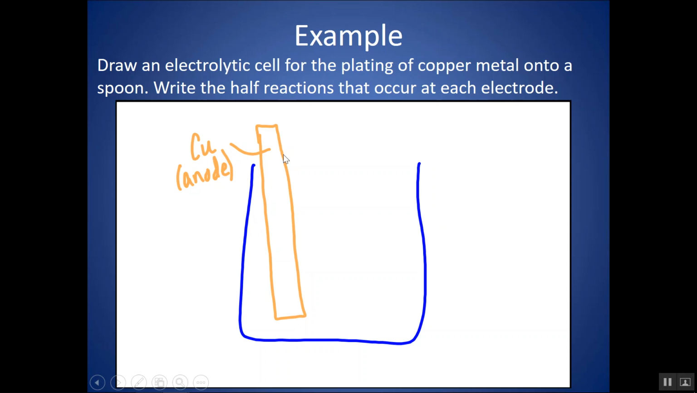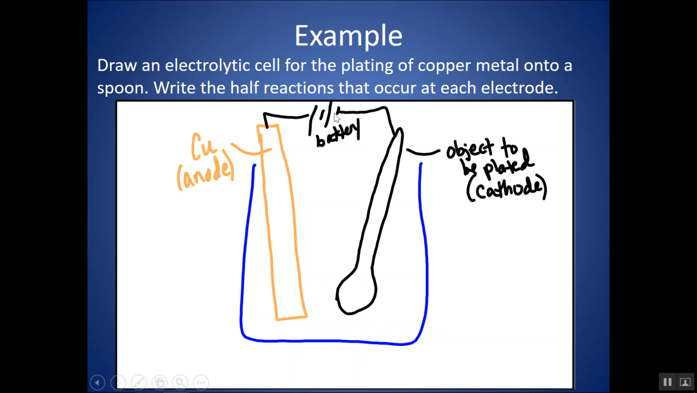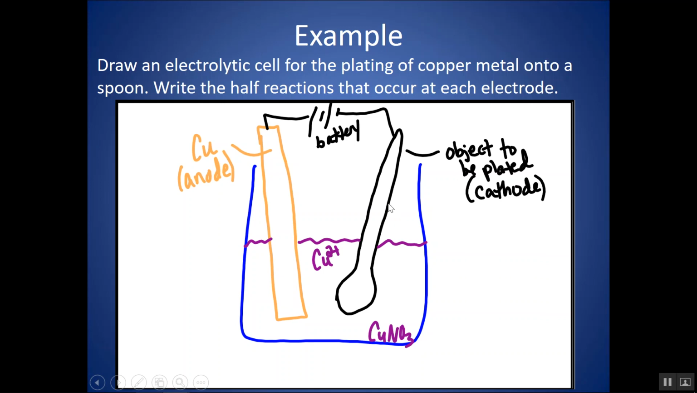I would need a piece of copper, and that piece of metal would be my anode, because over time this copper would come off of that metal, so it would be going from Cu0 to Cu2+, so this would be oxidized. And I would need my object, so let's just draw a spoon, and this would be my cathode because over time it would get plated with copper. We need a wire connecting anode to cathode, and we need a battery on that wire, some sort of source of electricity, and electrons would go through the wire from anode to cathode.